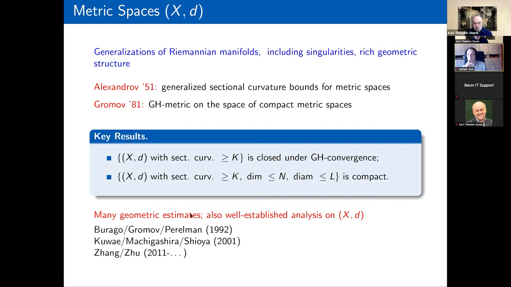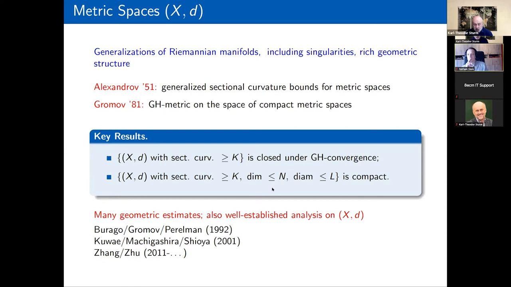So he could characterize upper and also lower sectional curvature bounds in terms of comparison properties for geodesic triangles. And Gromov gave an impressive meaning to convergence of spaces. So he introduced this Gromov-Hausdorff convergence and this concept of curvature bounds and the concept of convergence perfectly fit together, which can be expressed, for instance, in these basic results that the class of metric spaces with a given lower bound on the curvature is closed under Gromov-Hausdorff convergence, and the class of metric spaces with given lower bound on curvature and given upper bound on dimension and diameter is indeed a compact space.